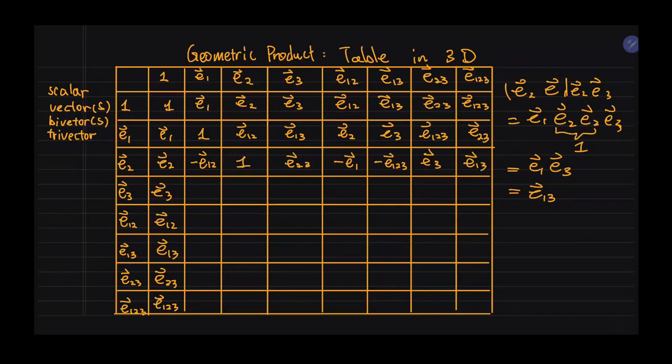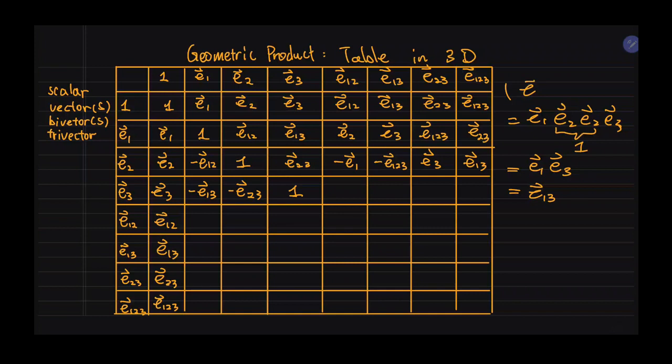And we have basically the same story for e3 in this row. So e3 e1 will be minus e13, e3 e2 will be minus e23, and e3 e3 is 1, and then e3 e12.